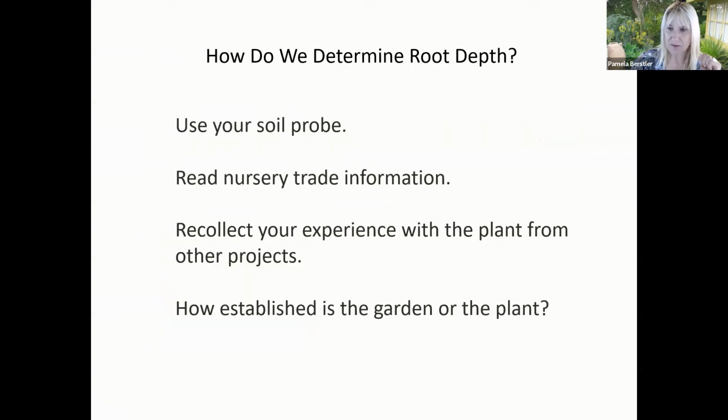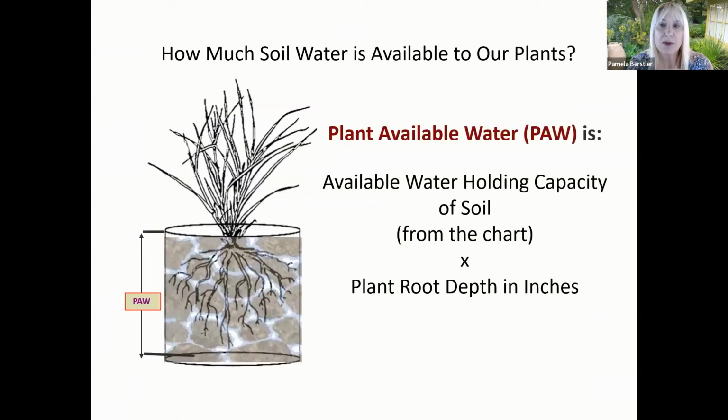So this is called the plant available water. And that is another acronym, PAW, plant available water. It's the amount of water in a particular soil type that is available to the plant in a snapshot. So don't forget, it's a snapshot in time.